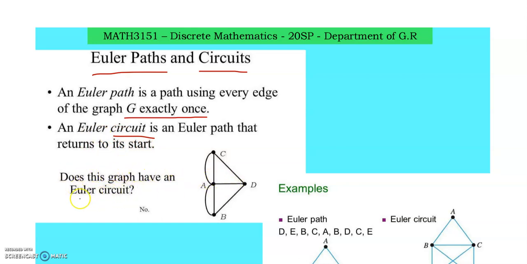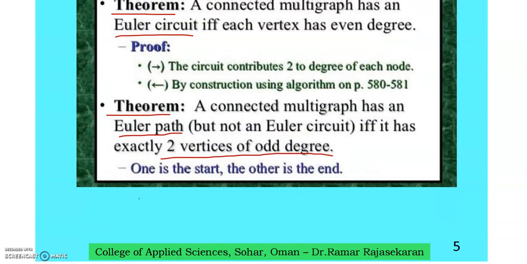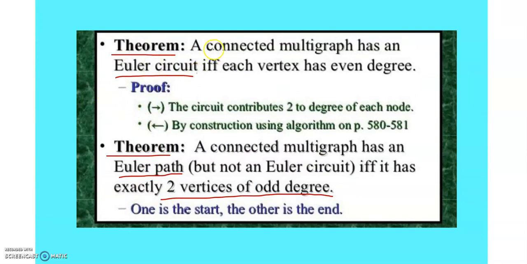Now, does this graph have an Euler circuit? No. Why? Go back to the theorem. If you have an Euler circuit in a graph, then and only then each vertex has even degree. This is very important.